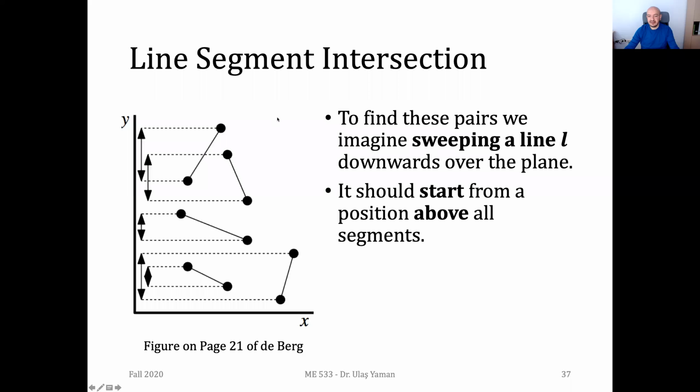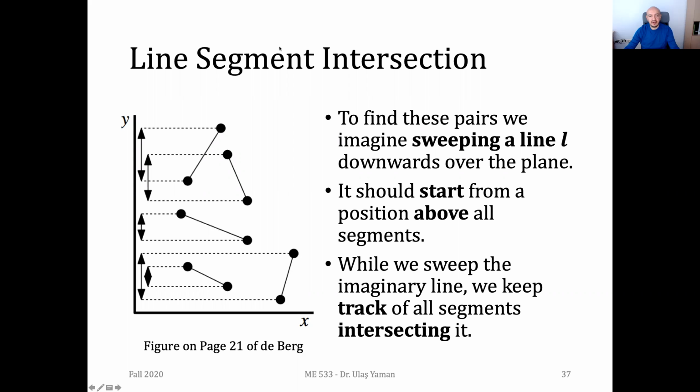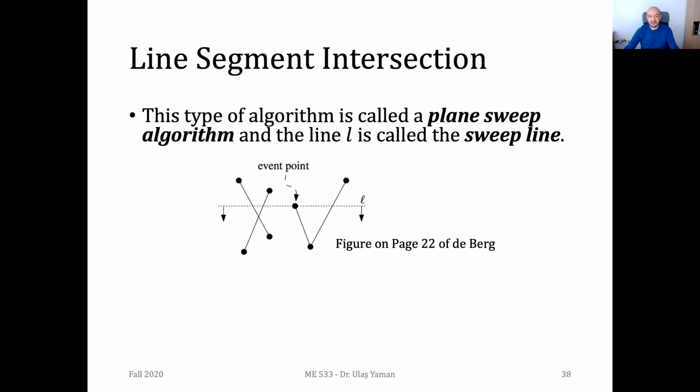To start the algorithm, we have an imaginary line at the top, and we move it downwards. While this movement happens, we have some events. At these events, we stop, do some computation, and then continue to the next event point. So in between the event points, we do no computation. Just the event points are important. And this is an example event point: the upper end point of a line.